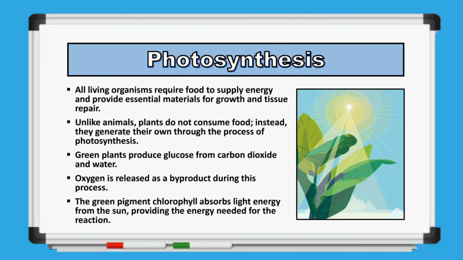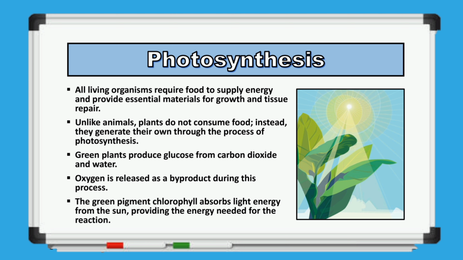To begin with, it's important to understand that all living organisms need food. Food provides the energy they need to carry out daily activities and supplies the essential materials for growth and repairing tissues. Now, while animals, like us, need to consume food from external sources, plants have a remarkable ability to make their own food. Unlike animals, plants do not eat. Instead, they manufacture their own food through a process known as photosynthesis. This is how green plants create glucose, a type of sugar, using carbon dioxide from the air and water from the soil. During this process, oxygen is also produced and released into the atmosphere as a byproduct.